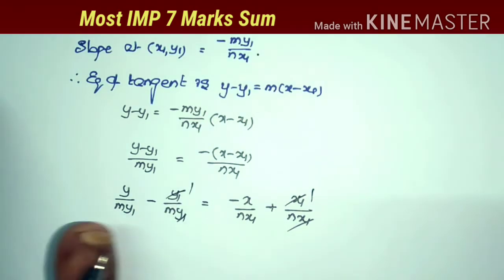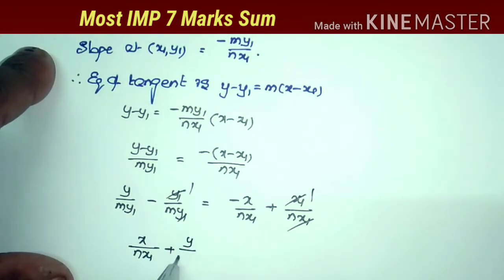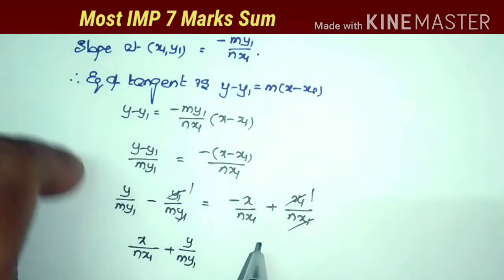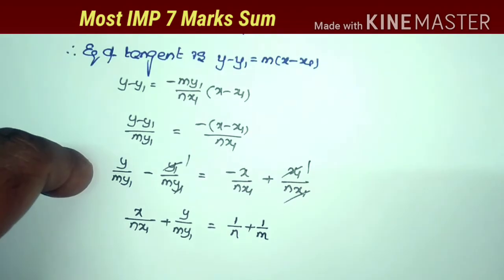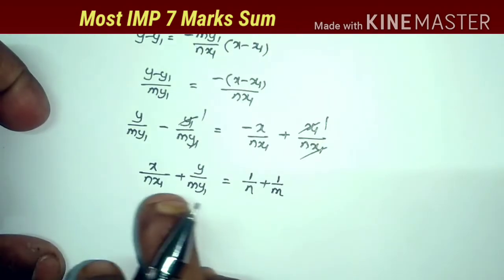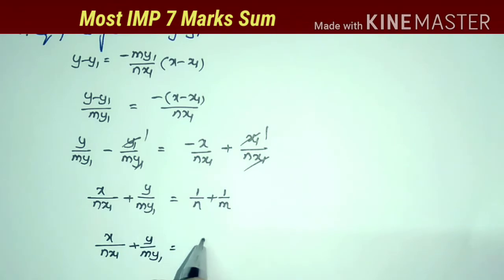Now, writing this x term to this side, that is x by nx1 plus y by my1 is equal to 1 by n plus, writing this value to this side, 1 by m. That is, converting the line into the form of x term plus y term is equal to constant. So, x by nx1 plus y by my1 is equal to, just taking LCM, m plus n by mn.